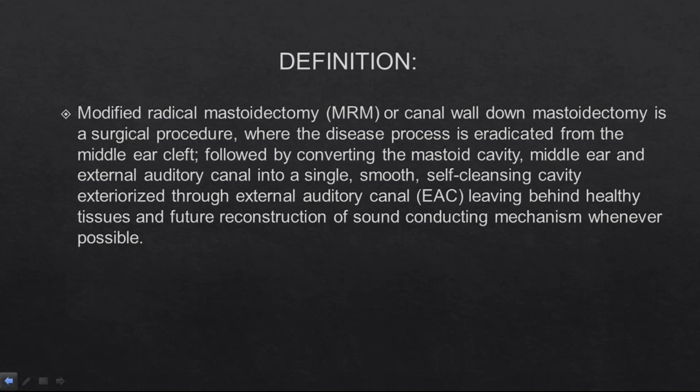So, but then what happened? The modified radical mastoidectomy he proposed, that is a canal wall down mastoidectomy, where you get good disease control, but also you try to improve the hearing by reconstructing the ossicular chain. So the concept is you improve the hearing by reconstructing the ossicular chain.